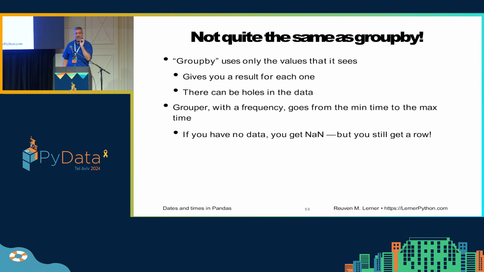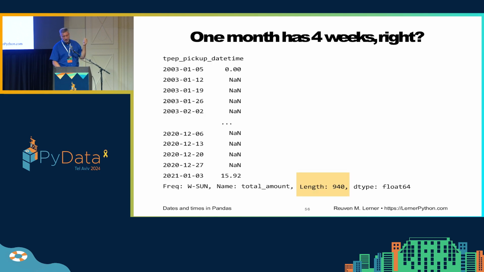Now, it's not quite the same as group by. Let's get the difference. Group by means I'm going to take all the values there that exist, and I'm going to use each of them and calculate the aggregation on each of them. By contrast, if I use grouper here, I'm going to get from the earliest time to the latest time. So if I'm getting it for 1W, 1 week, that means in my 1 week of January 2020, I should get 4 values, right? So close, 940 values.